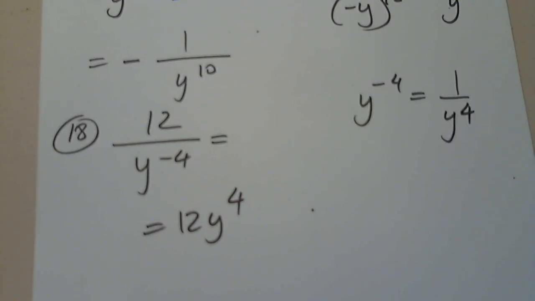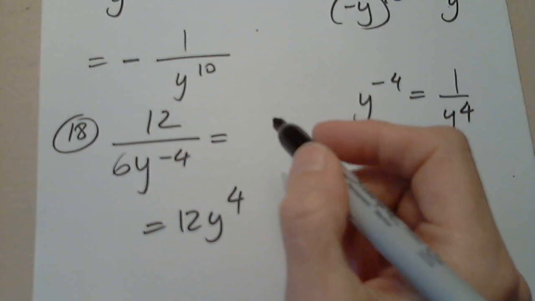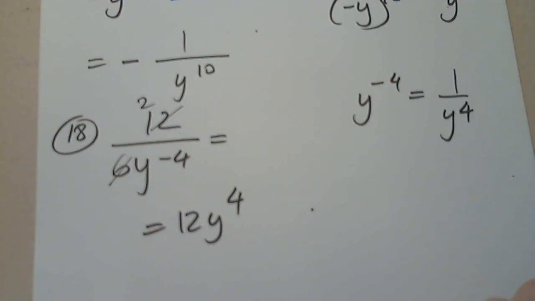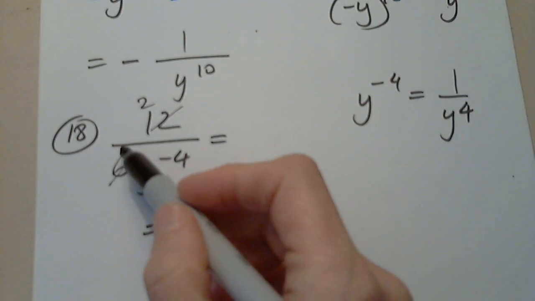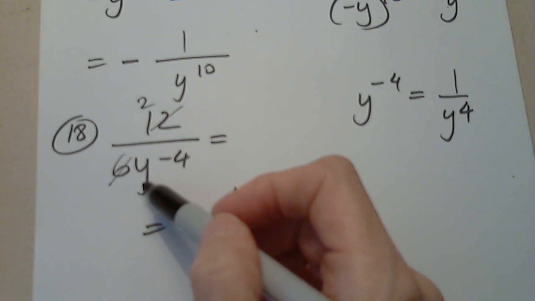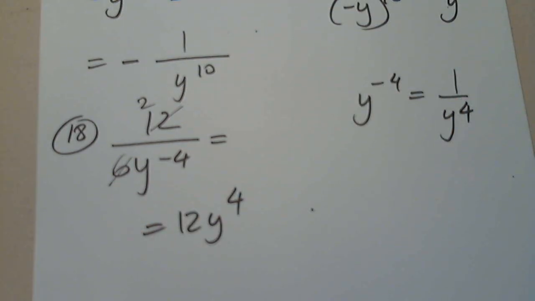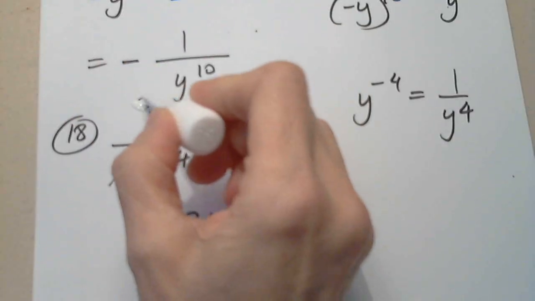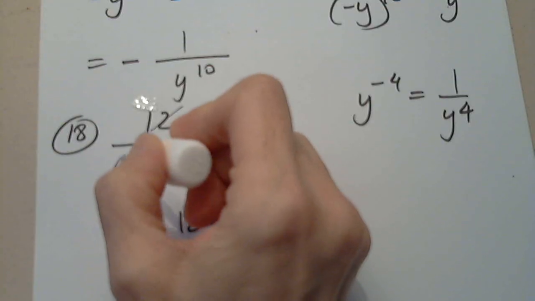What if there was a number in front of the y? So let's say 12 over 6y to the negative 4th power. Yeah, so I simplify and it's 2. Okay. If you want to consider it in parentheses, it's a different story. Okay. You want to consider it in parentheses? Yes, please. Yeah, sure. I don't want to change the problem.